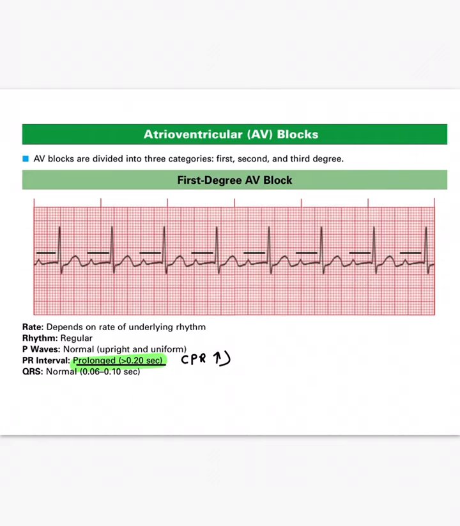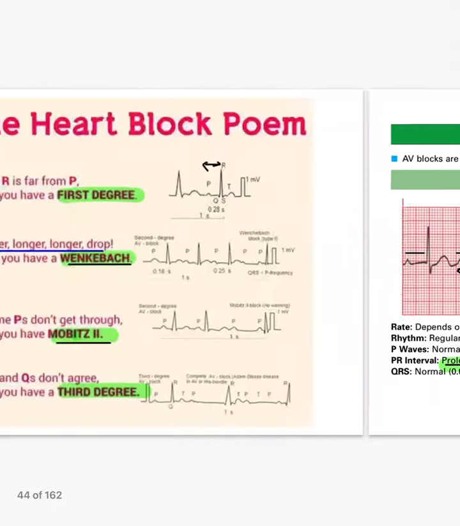Do you see this PR? See the distance. What was the normal? That was 0.12 to 0.2. See the gap here: 1, 2, 3, 4, 5, 6. That comes to around 0.28. That is prolonged. So if P is far from R, that is first degree, where the PR is increased.